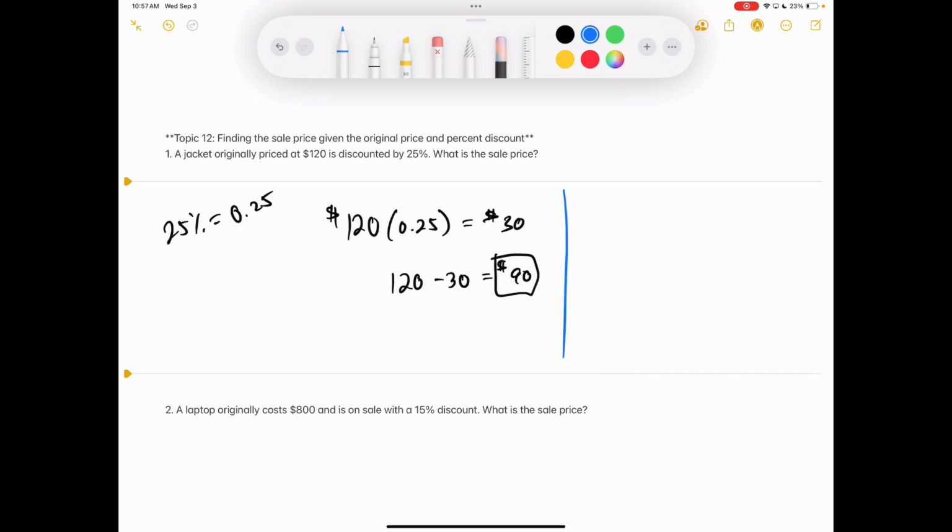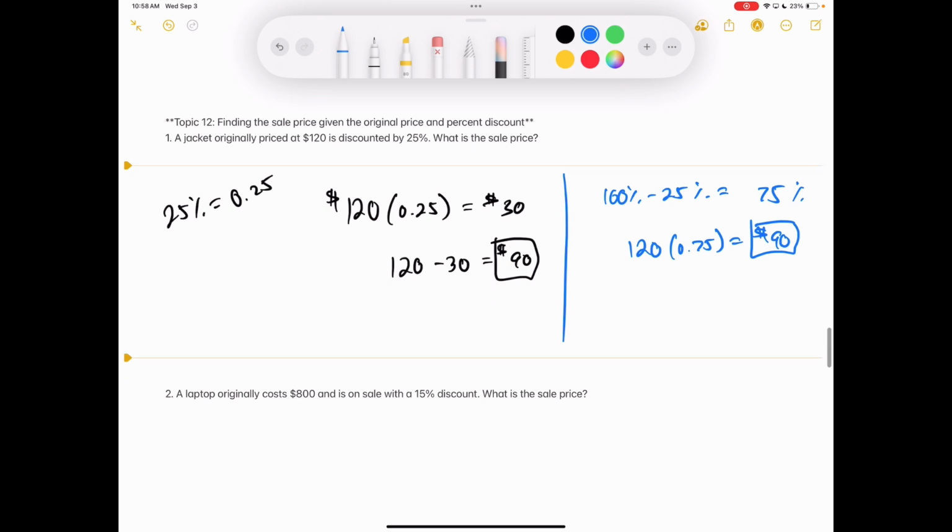The other way you can do this is if I have a discount of 25%, that means I'm paying 75%, right? So what you can do is just do, if you discount 25%, you mean you're still paying 75%. You could do 120 times 0.75, and that would give you your answer. So it's kind of like you multiply and then subtract, or you can subtract and then multiply. If a discount is 25%, then you are paying 75% of it.